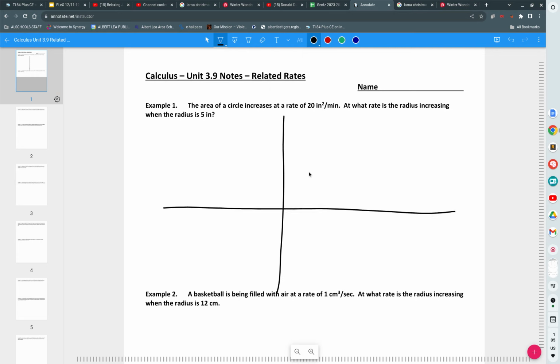I'm going to draw a box. And in this box, I like to organize my thoughts. And in this box, I like to kind of model the problem as a whole. Okay? And so I have a circle that is getting bigger.